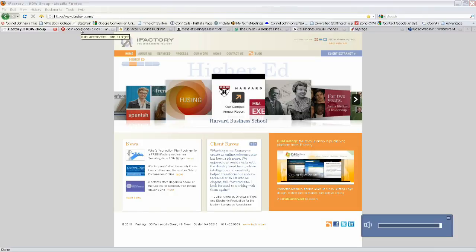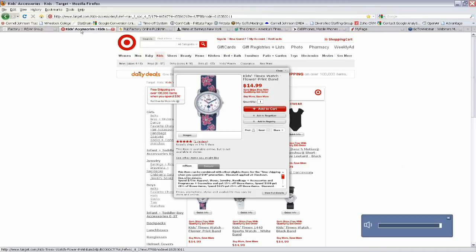So, I'm going to go to Target. Target is such a beautiful example of clear calls to action. When I actually land on the site now, I'm in a state that's not when I landed on the site initially. I've actually gone into the kids menu and chosen an item.